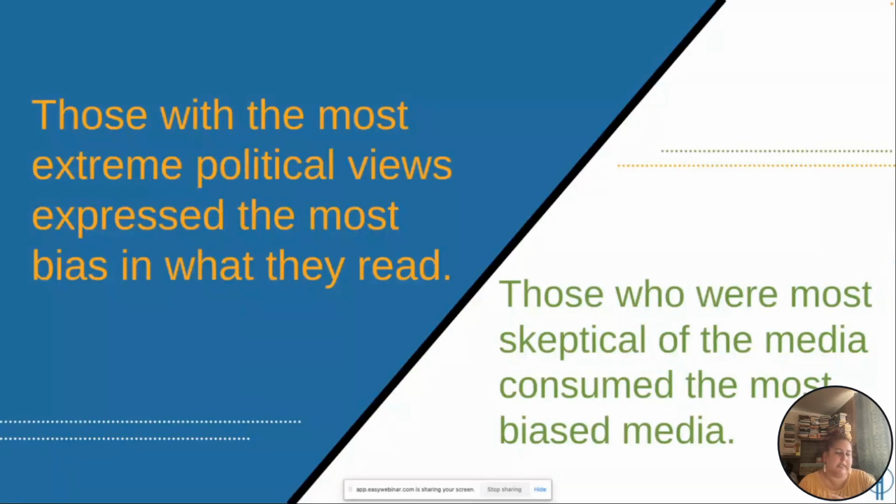Typically, the people with the most extreme political views express the most bias in what they read. While on the flip side, those who are the most skeptical of the media consume the most biased media. I thought this was interesting because typically, if you are the most skeptical, you generally end up going to what affirms what you believe. And so you end up actually consuming more biased media than if you were less skeptical.